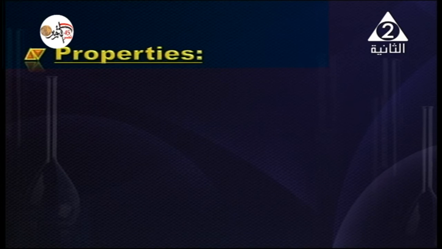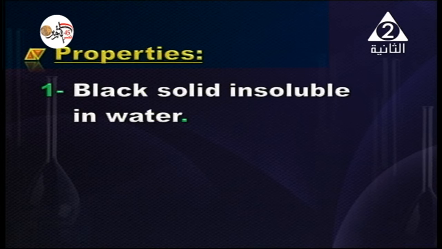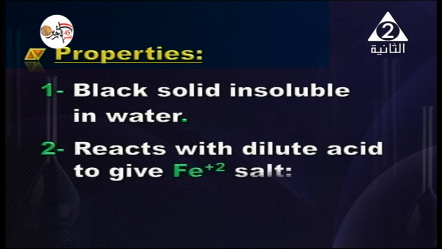Now we are going to discuss the properties of iron 2 oxide. It is black, solid, insoluble in water. It reacts with dilute acids to give iron 2 salt.